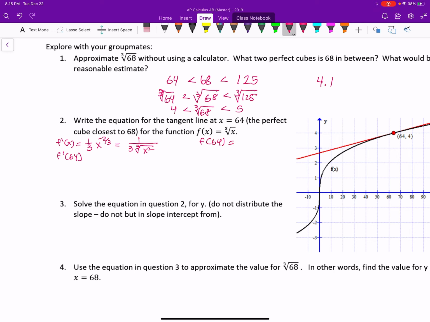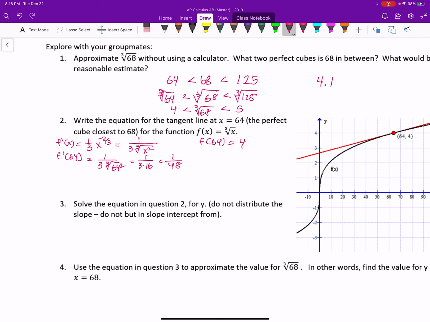f of 64 is 4. You're just taking the cube root of 64. f prime is 1/3 cube root of 64 squared. You can do that in any order. So the cube root of 64 is 4, squared is 16. So 1/3 times 16, which is 1/48.